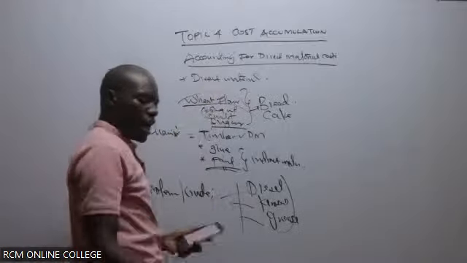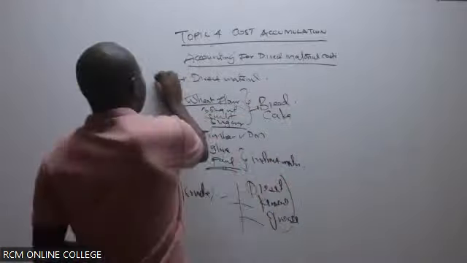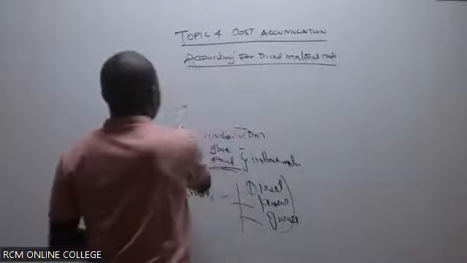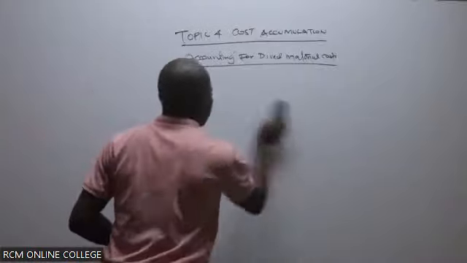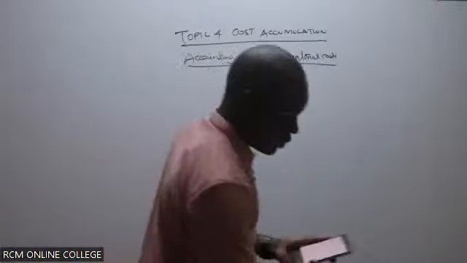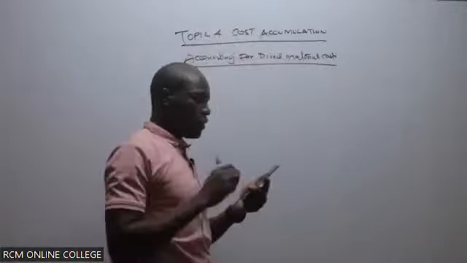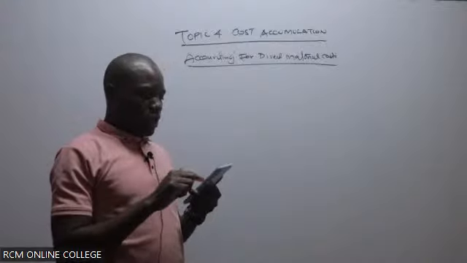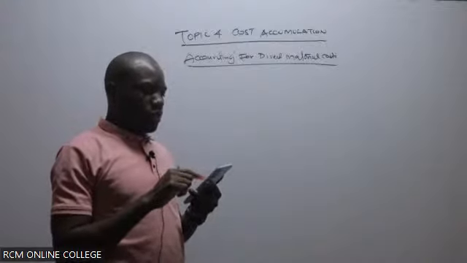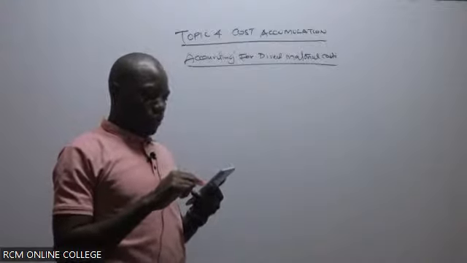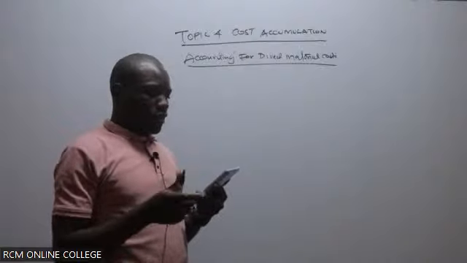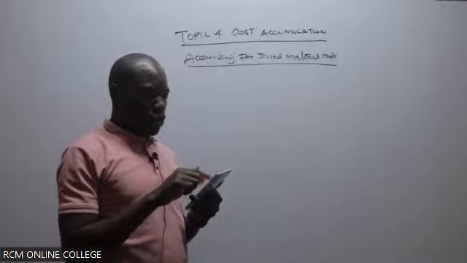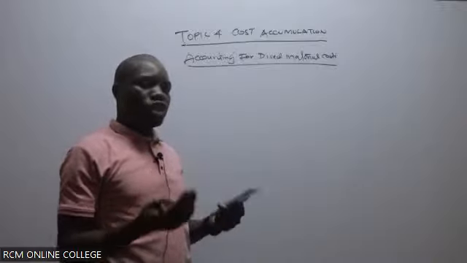So if you want to account for direct material, we now want to account for this direct material. Now look at what we have there. So that's basically the introduction part. So, objectives of material control. Why do we need to do material control?